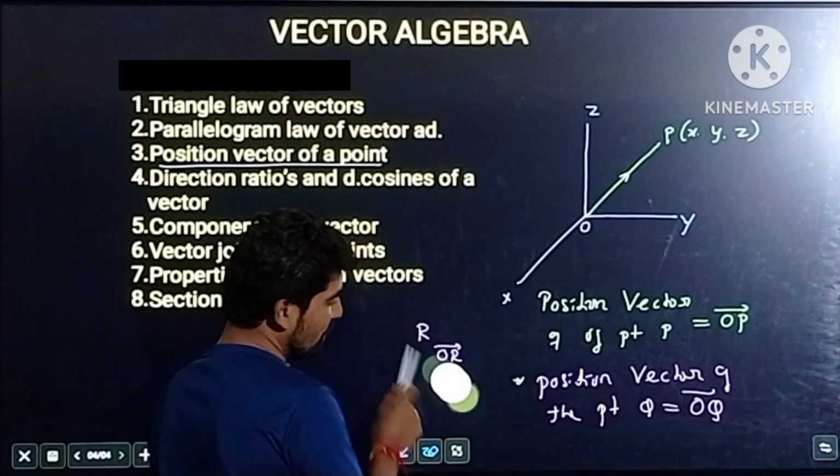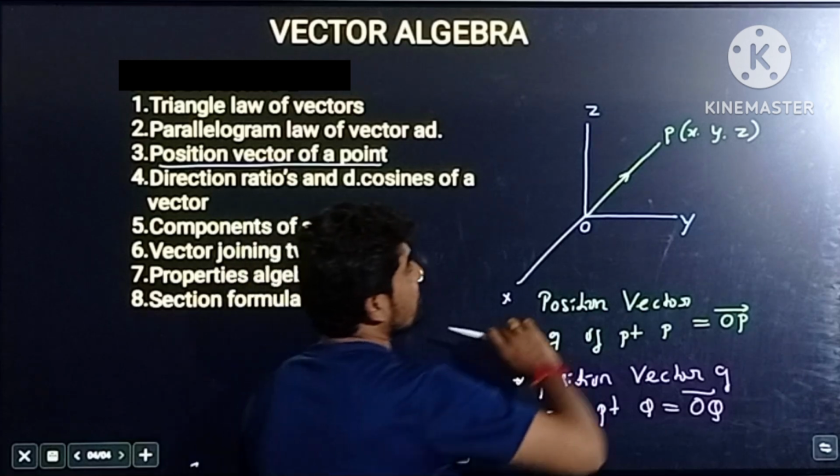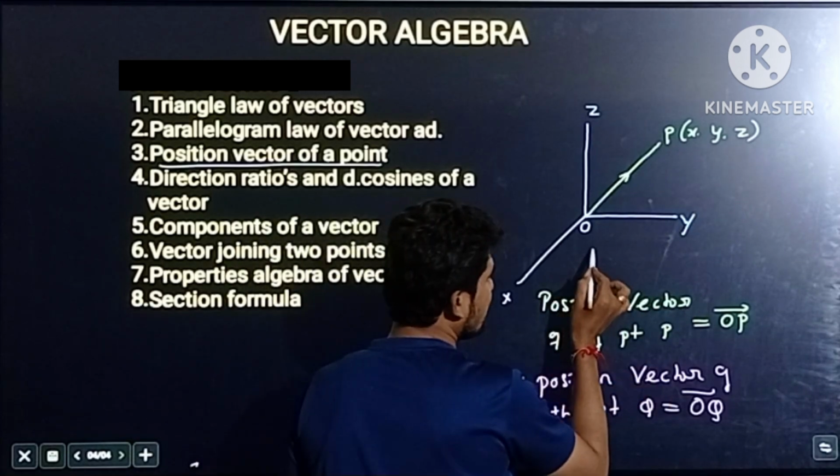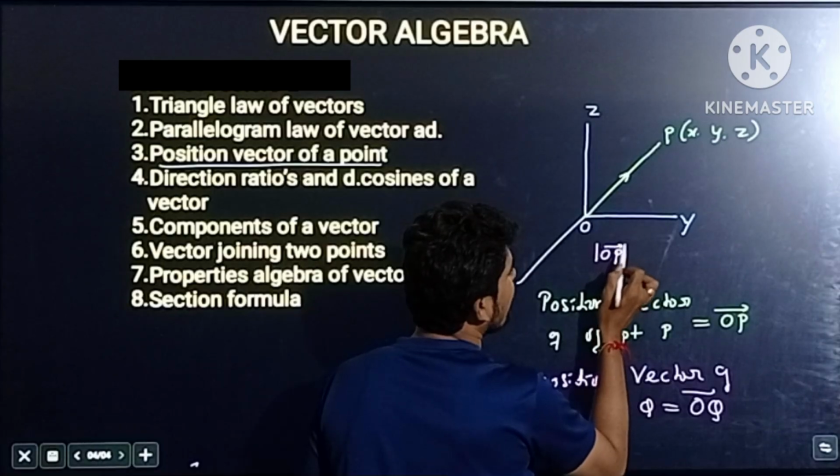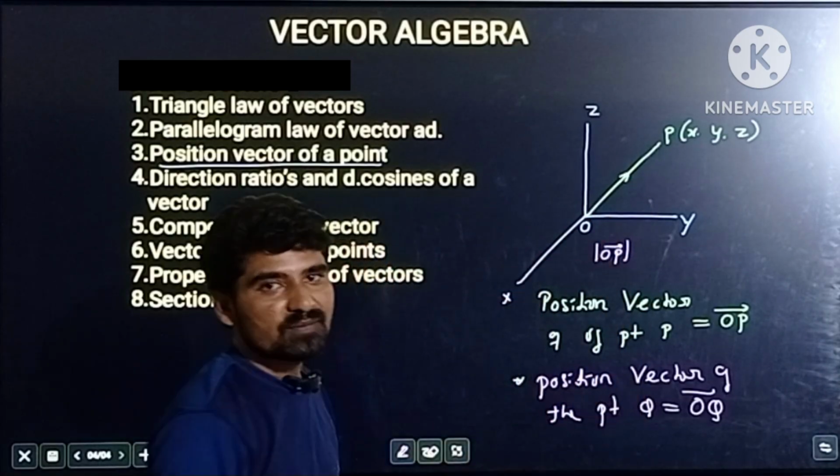And one more thing you need to observe here: what is the magnitude of the OP vector? The magnitude of the OP vector is nothing but the length of the OP vector.